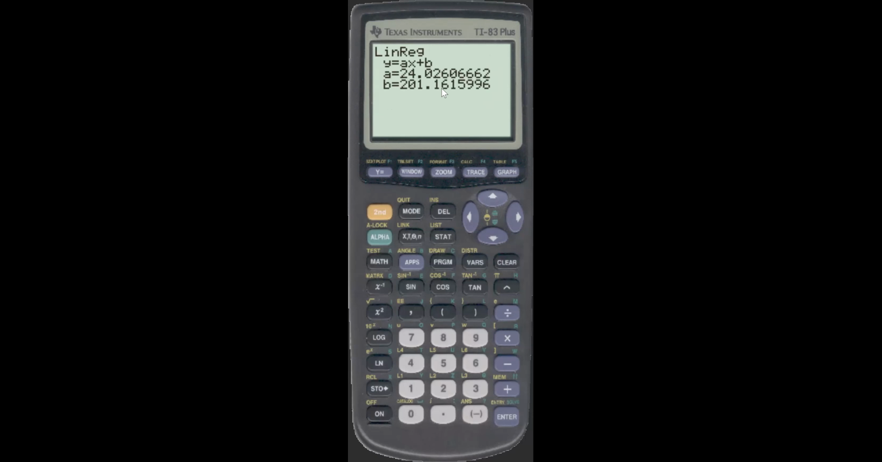Hopefully we got the same equation. Is that what you're saying? Okay, so you want to write this down. Y equals, and we'll put the b value first, 201.16 plus 24.03.